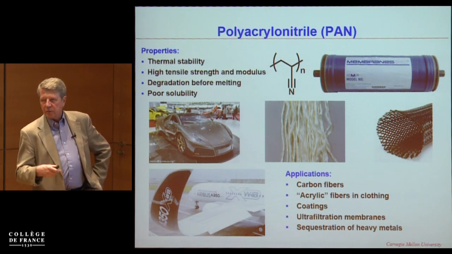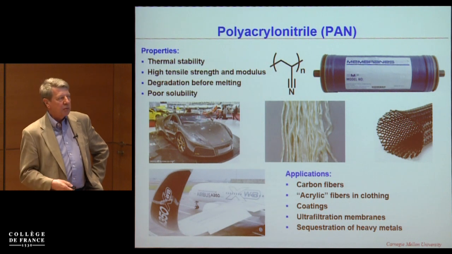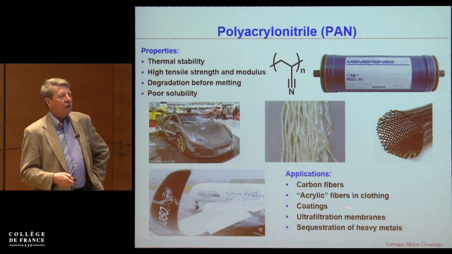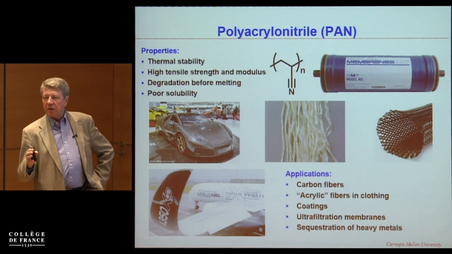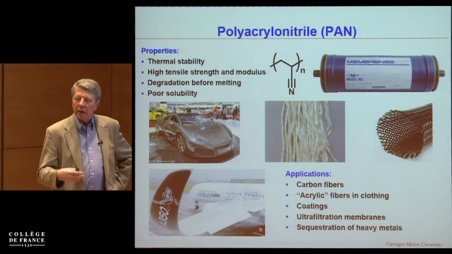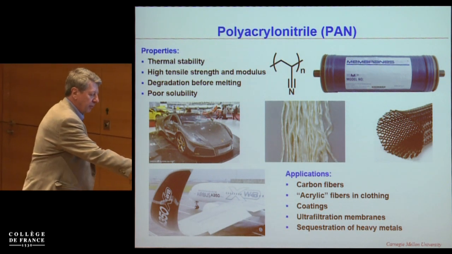Polyacrylonitrile has been used to make carbon fibers for maybe 30, 40 years. Also acrylic fibers, which are copolymers with a little bit of acrylate, for coatings, for filtration membranes. You can also, by modification of polyacrylonitrile, sequester heavy metals. You can remove uranium and some other metals as well.